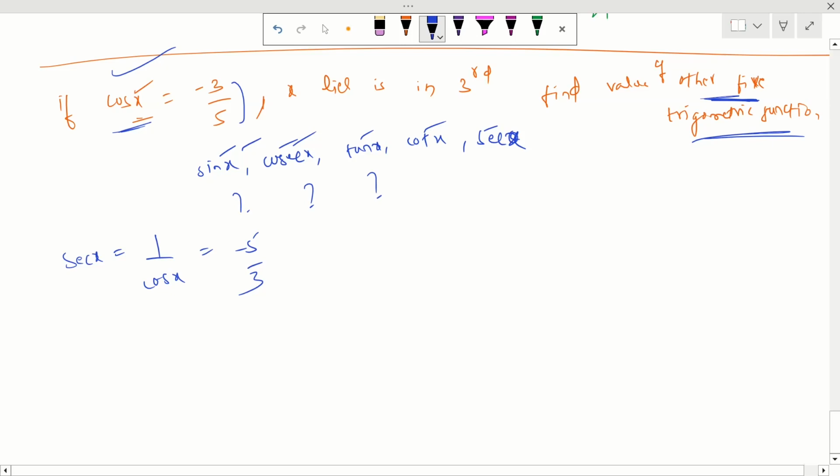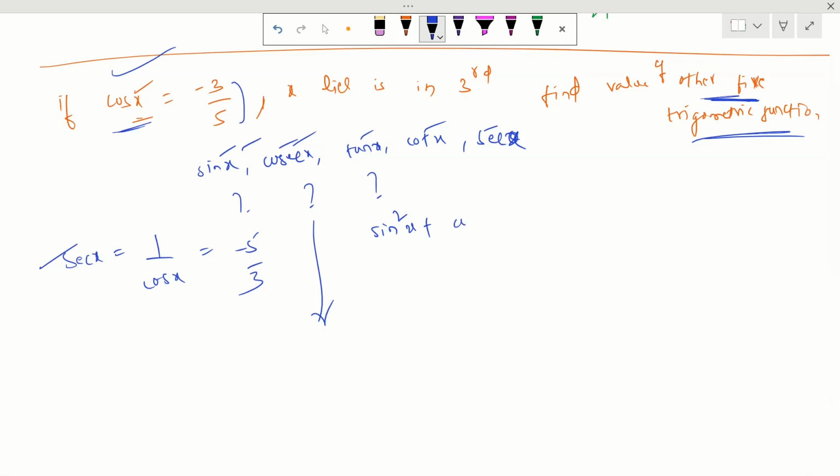Now we can find another value. Secant theta is found, so now we can find sine theta, sine x. We know the formula: sine square x plus cos square x is 1. Okay, this is the formula we know.